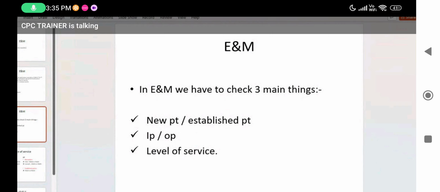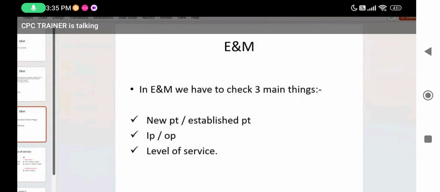This is the only possible way, because in your exam you have only the last 5 to 10 minutes, or 10 to 15 minutes, that's all. So in that time, if you apply this, you get the answer. Okay, we will discuss one by one. The first one is new or established patient.